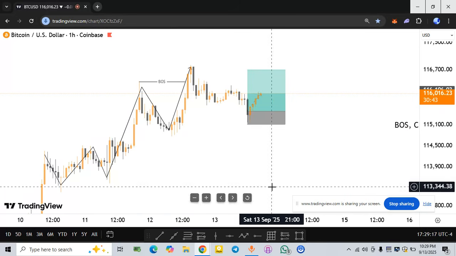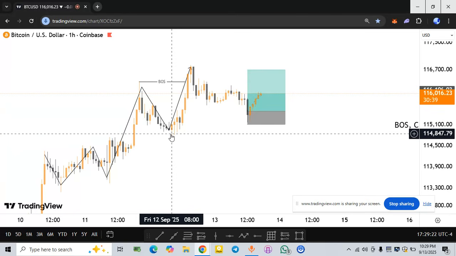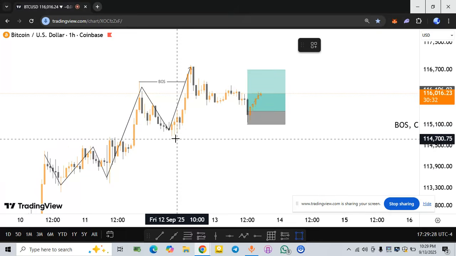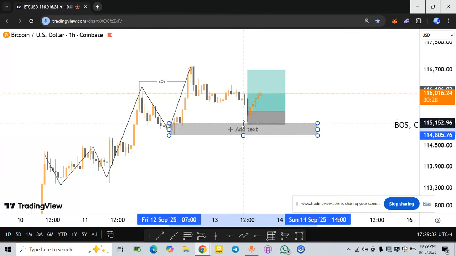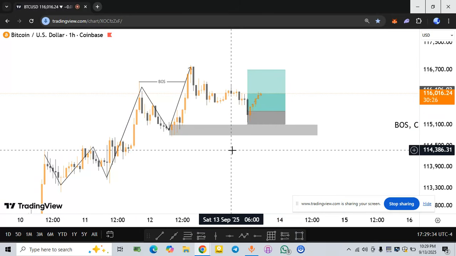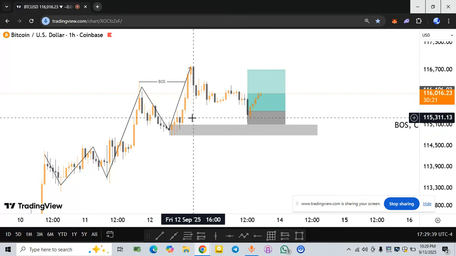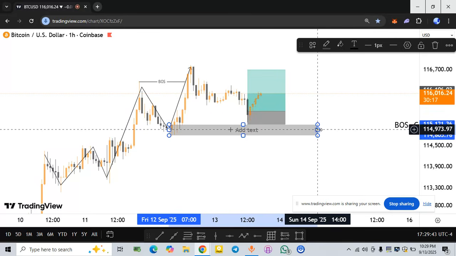So once you have identified that there's a breakout structure, you must identify a demand zone or the foundation of that structure. In this case, since we are looking at a bullish structure, we are looking at a demand zone. Now, if it is a bearish structure, you'll be looking for a supply zone. Supply zone is the opposite. So we've gotten our BOS, that is breakout structure. We've gotten our demand zone or the foundation or support or whatever you want to call it.